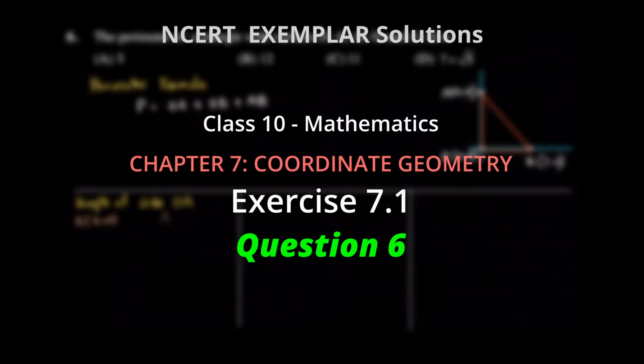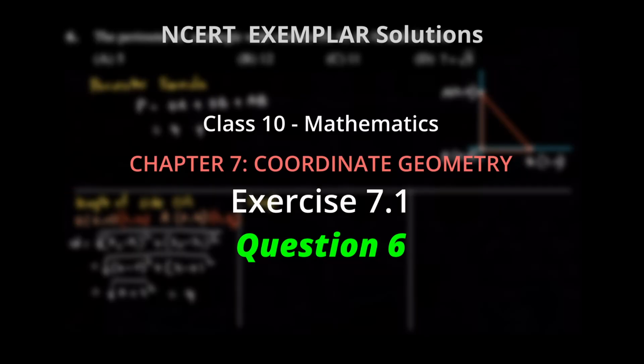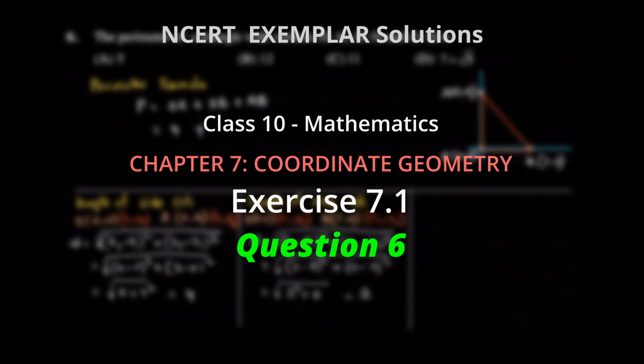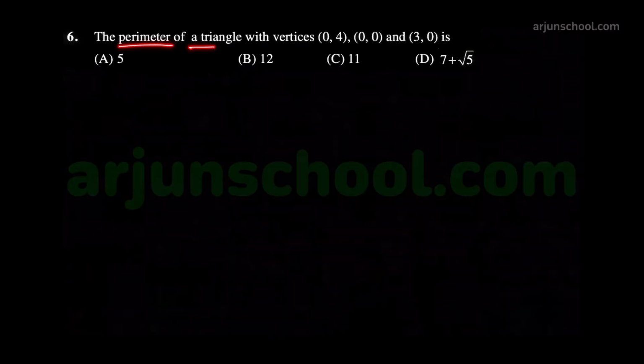NCERT Exemplar Solutions, Class 10, Maths, Chapter 7, Exercise 7.1, Question number 6. The perimeter of a triangle with vertices (0, 4), (0, 0) and (3, 0) is: option A 5, option B 12, option C 11, or option D 7 plus root 5. Now let us find the answer.